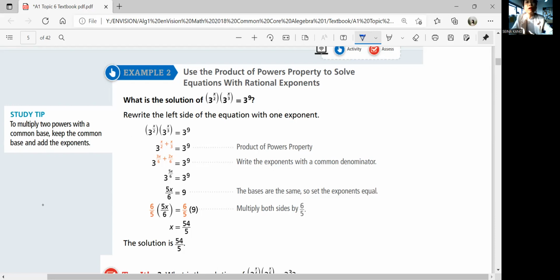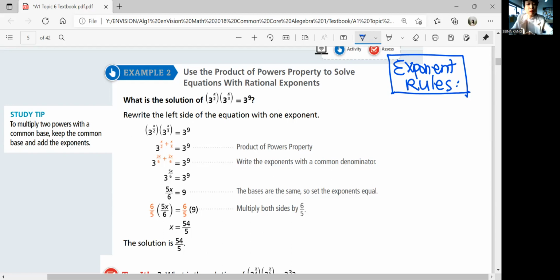Do you guys remember all the exponent rules? Maybe it's a good idea to review all the exponent rules before we actually jump into the operation. So, exponent rules. This is pre-algebra stuff, but it's okay if you don't remember.